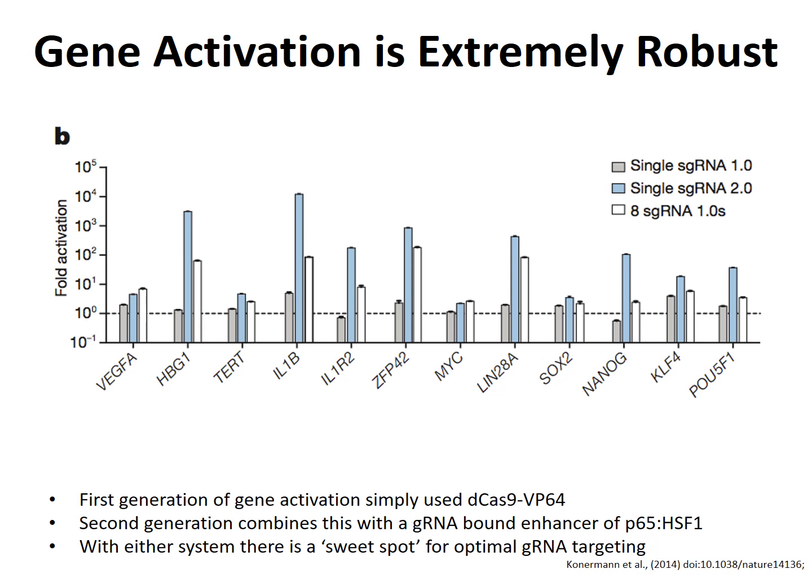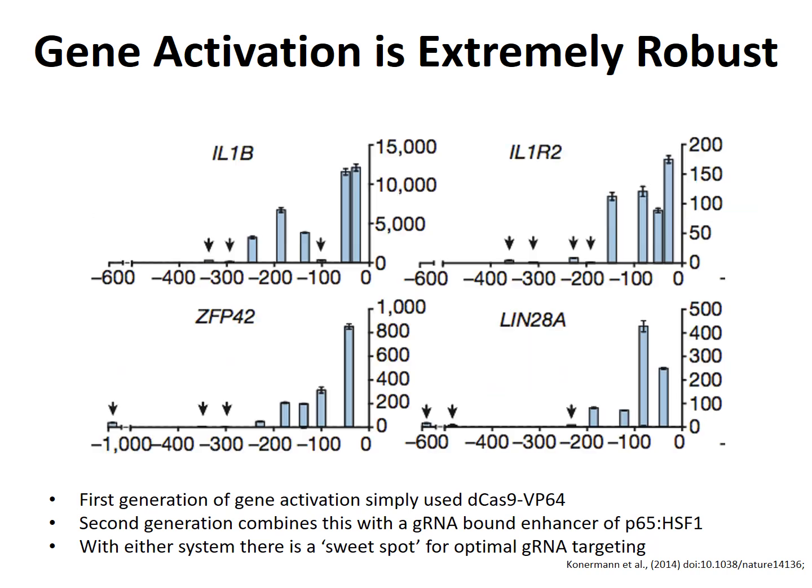And so here's just an example of a bunch of different genes where they would target the old system, the VP64, with many guides at once, versus this new hyper system in blue. You can kind of focus on that. You can see the fold activation they're getting, like 10, sometimes even 100-fold activation of that gene. And so this can be really useful for overexpressing endogenous genes.